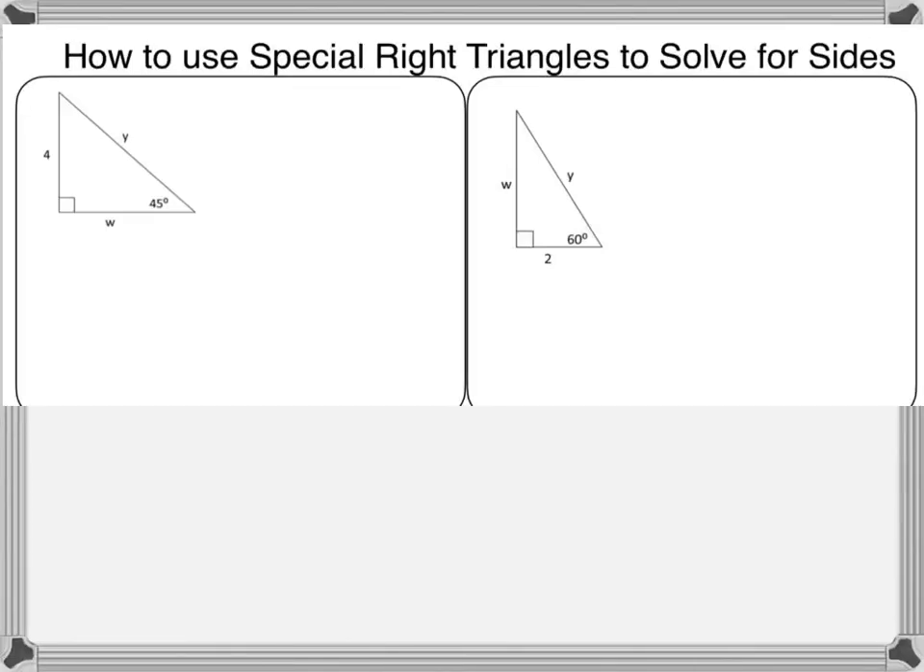Okay, in this video, we're going to take the properties that we discovered in the last video of the special right triangles and apply them to solve for sides of the special right triangles in various examples. So the first thing we do, and this guy right here is a 45, 45, 90 triangle in the left-hand corner here, and we want to solve for y and we want to solve for w.